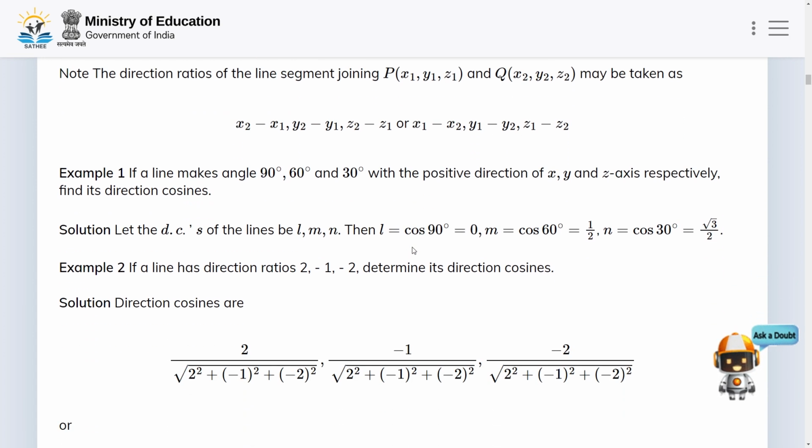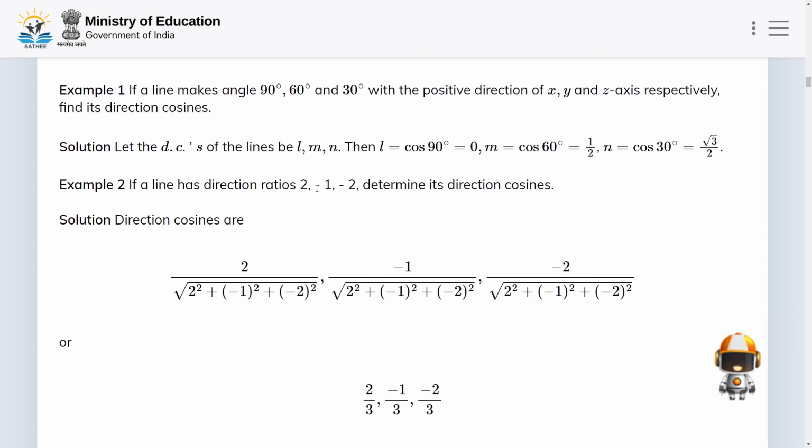Now, example 1. If a line makes angles 90, 60 and 30 with the positive directions of x, y and z axis respectively, find its direction cosines. So quite easy. l will be cos 90, m will be cos 60, n will be cos 30. Means 0, half, root 3 by 2 respectively.